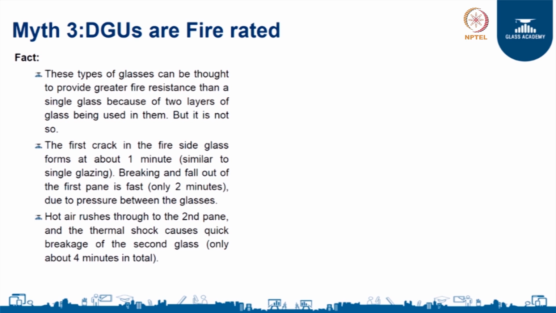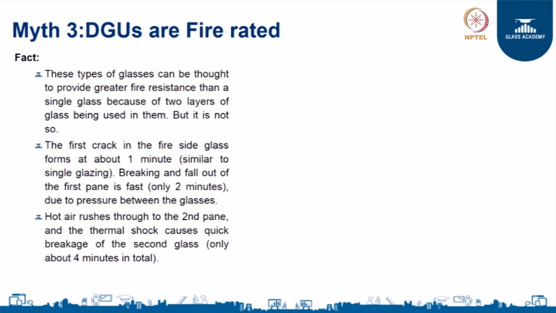I will explain why. Let us consider the example of a double glazed unit. If there was a fire on one side, the first crack in the fire side glass will happen around 1 minute into the fire, and the glass particles will just fall off, because double glazed units use tempered glass, and we all saw in the previous slide that a tempered glass will break. If it's a low toughening stress, it will break at a temperature differential of 100 degrees. If it's a high toughening stress, then it will break at around 300 degrees.